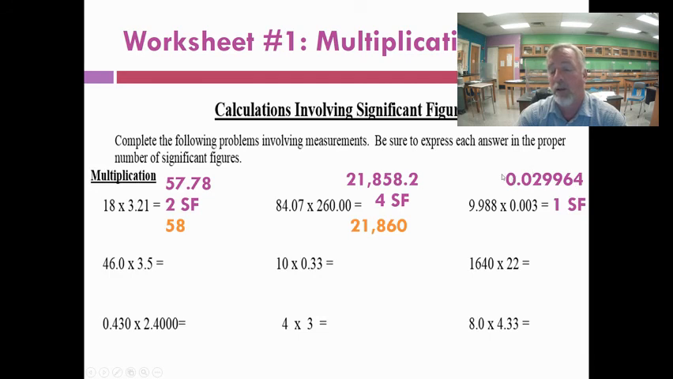Well, what's our 1 sig fig? Remember, our leading zeros don't count. 2 is our first sig fig here. What's the next digit tell you to do? That 9 tells you to round it up. So here's our answer going to be 0.03. Right?